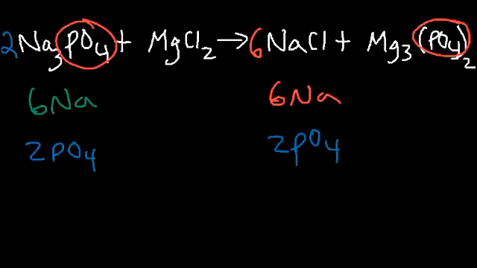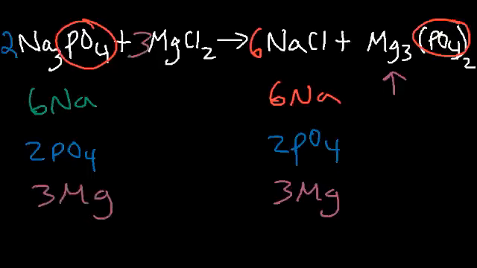Now notice that we have 3 magnesium atoms on the right side, but we have none on the left side, so we got to put a 3 in front of Mg. So we have 3 magnesium atoms on both sides. Now notice that we have 6 chlorine atoms on the right side and 6 on the left. 3 times 2 is 6. So this reaction is balanced.